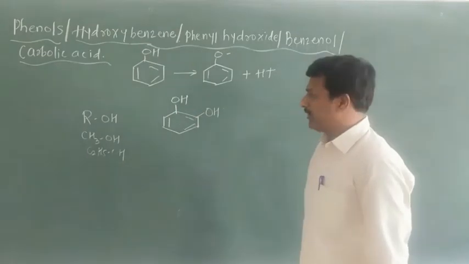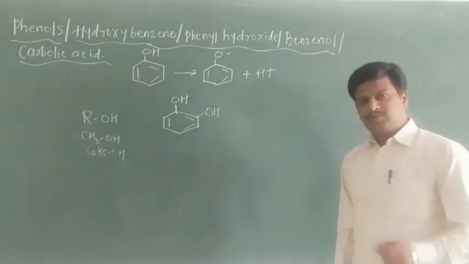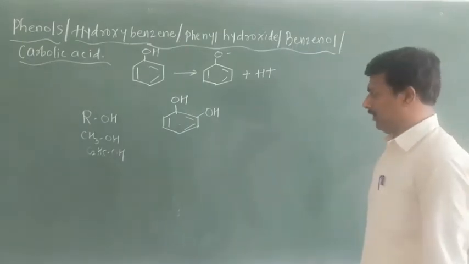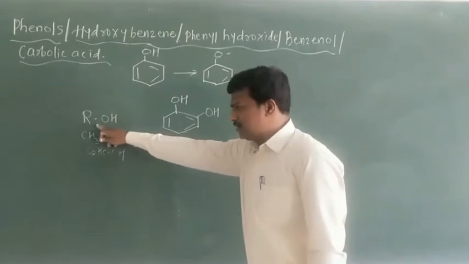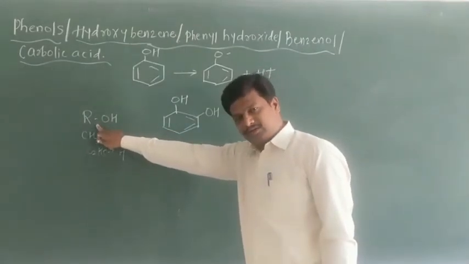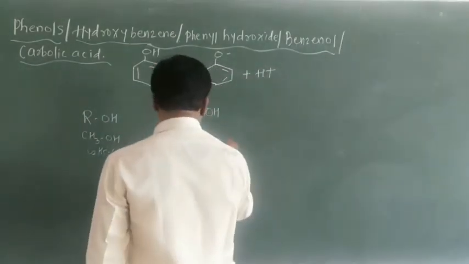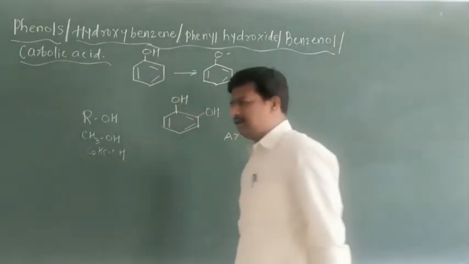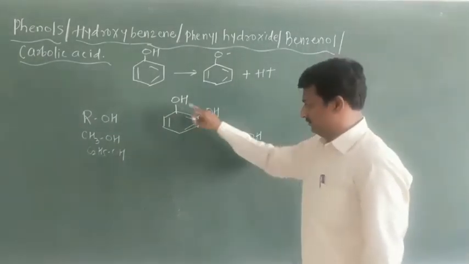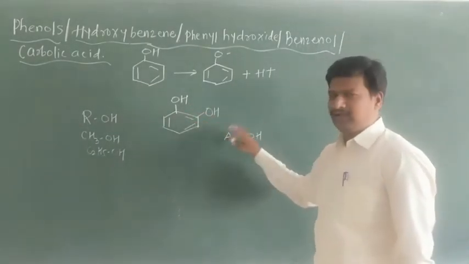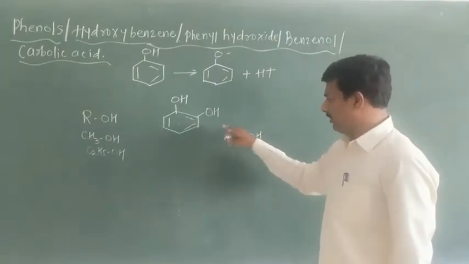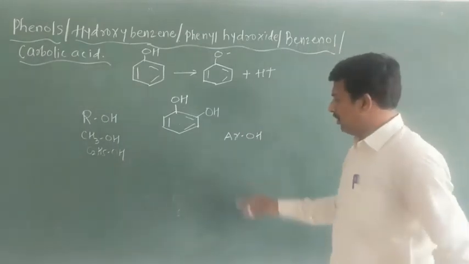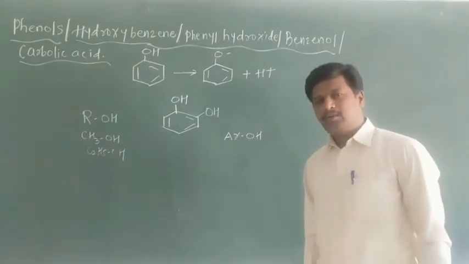Okay. Now after the definitions comes the representation of phenols. Just like alcohols are represented by ROH, phenols are represented by ArOH. What is meant by Ar? Ar means the aromatic ring. From this structure it is clearly indicated that Ar is the aromatic ring, and on the aromatic ring the OH group is present. So this is the representation of phenol.